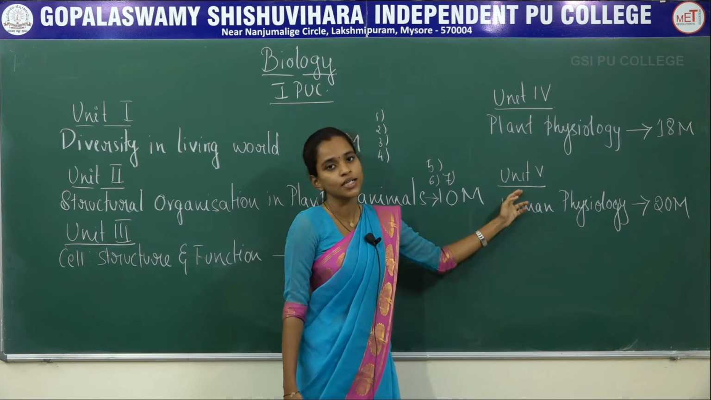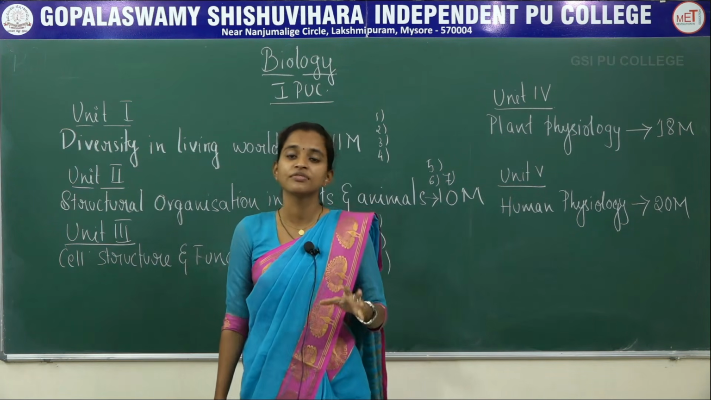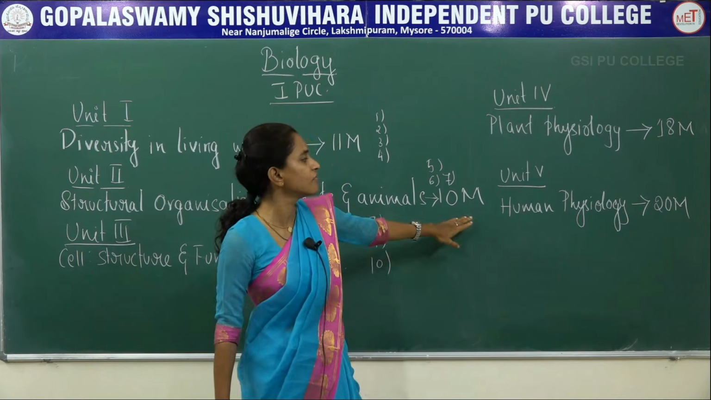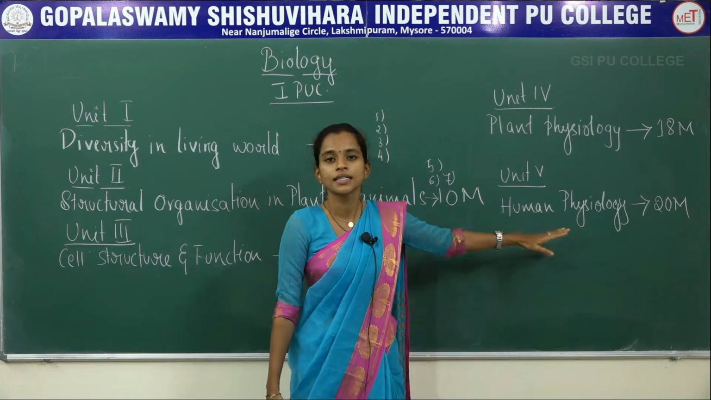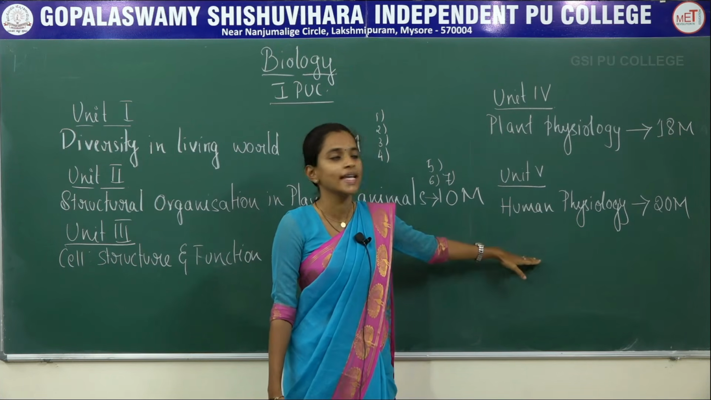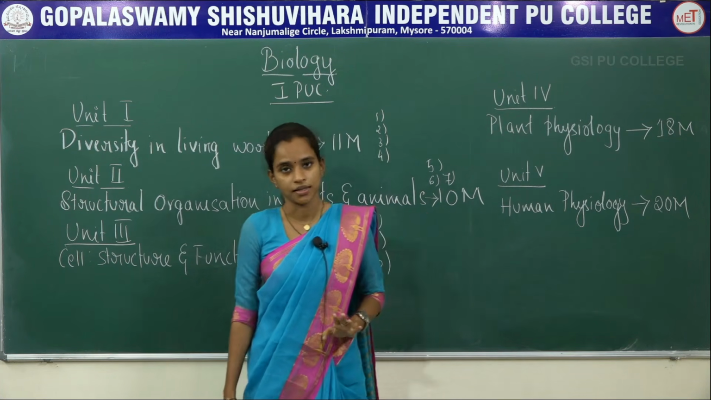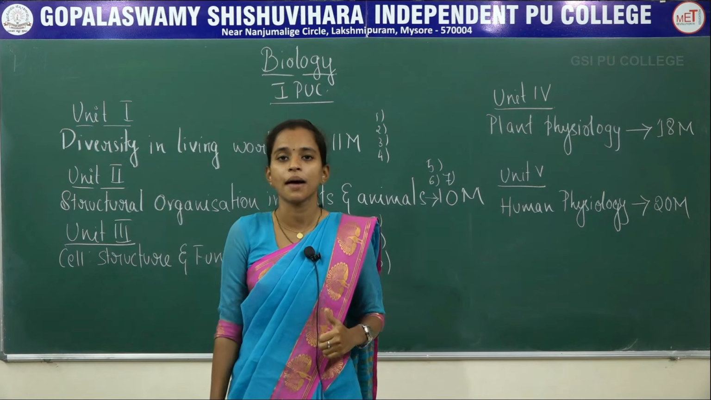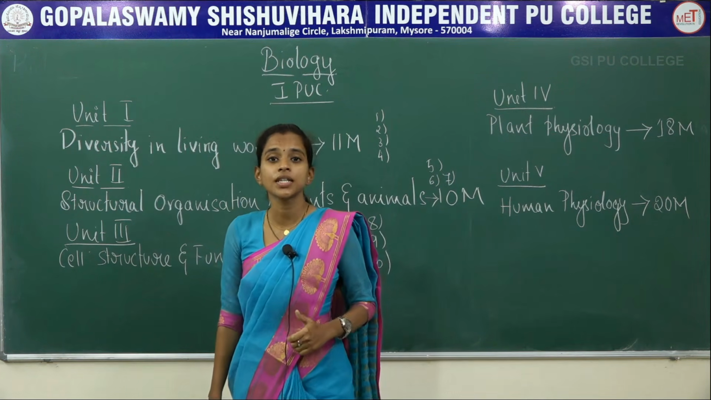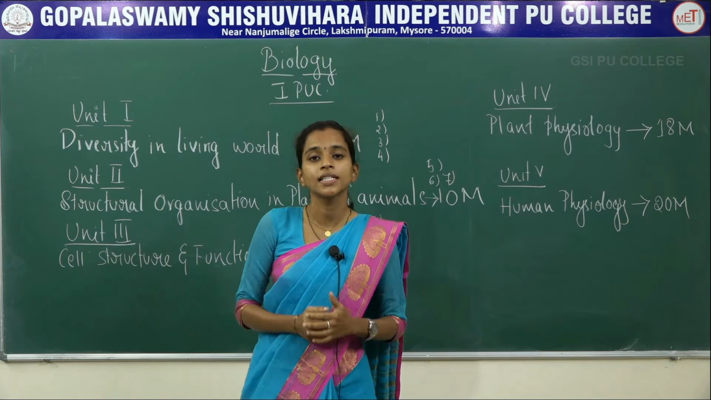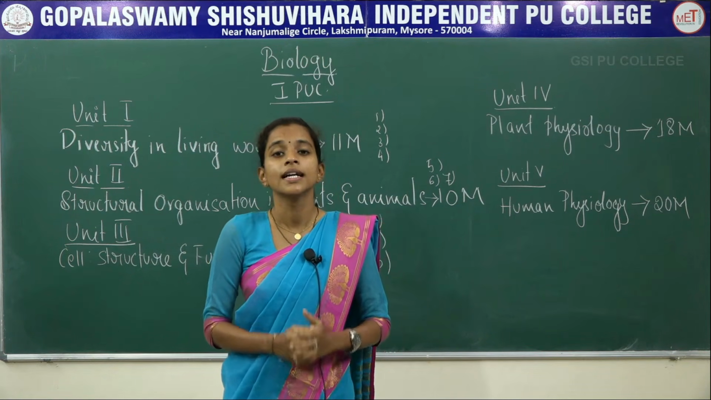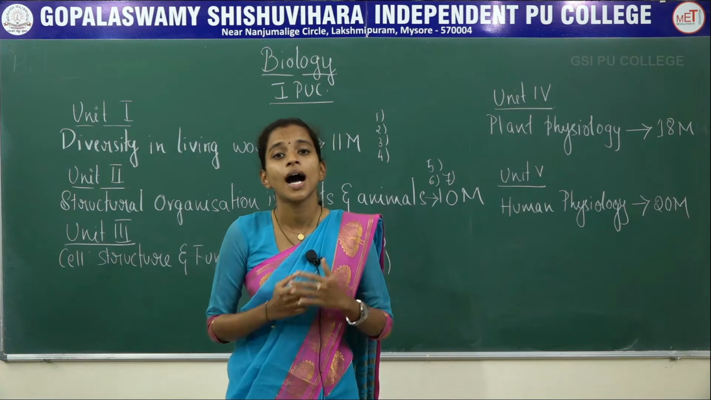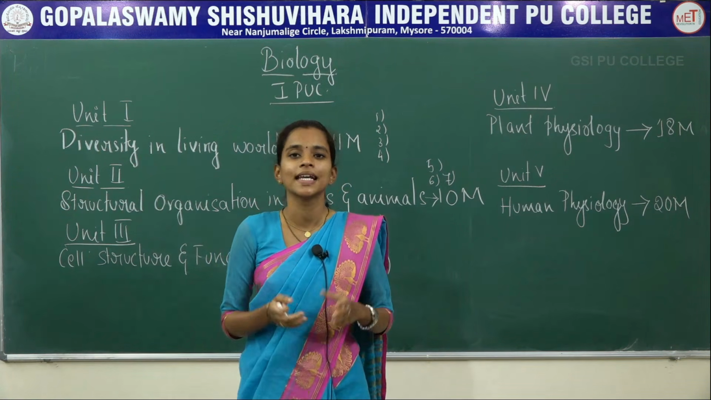And the last unit, that is unit 5 of the first PUC biology syllabus, will be human physiology, and it is a very important unit whose weightage will be about 20 marks. So in human physiology, the first chapter will be digestion and absorption. Digestion and absorption involves the human digestive system, starting from the mouth until the anus. You will be studying it in detail.